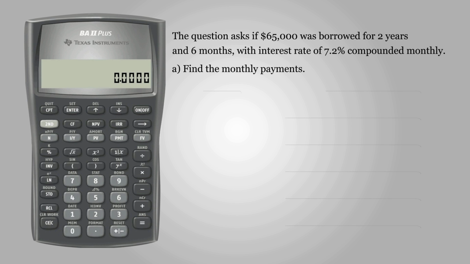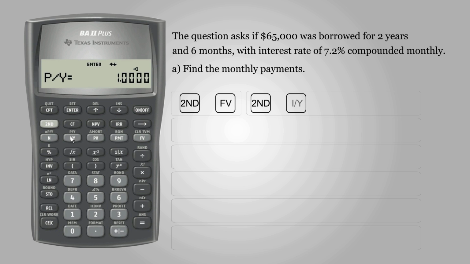First, we need to set all variables to defaults, so press second and FV to clear TVM, or time value of money. Then we need to set the number of compounding periods per year, CY, and number of payments per year, PY. So press second, IY, and set the PY to 12, since the question asks for monthly payments, and enter. For CY, press the downward arrow.